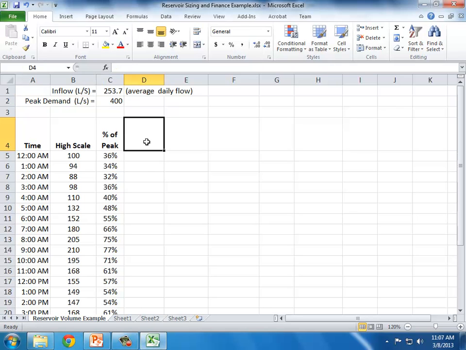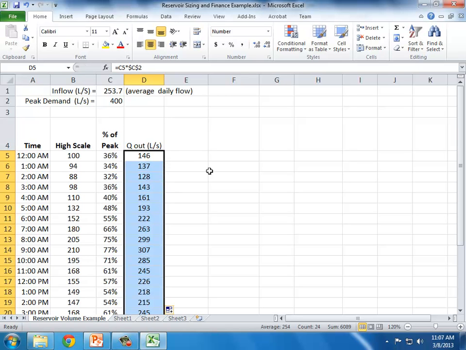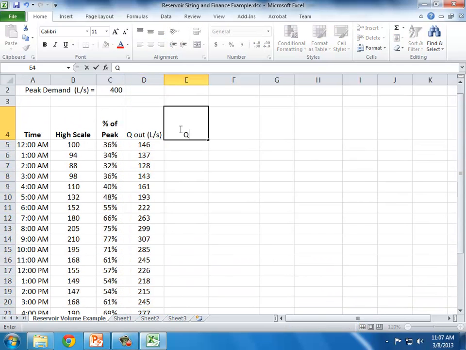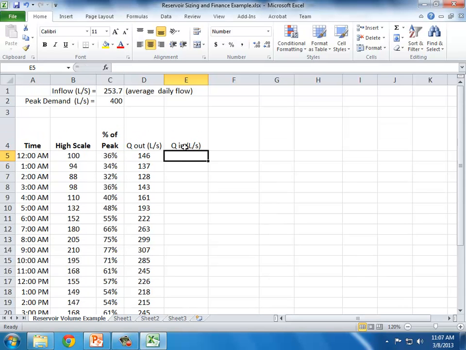And so my first step is to find out the flow rate out of the reservoir. The flow rate out of the reservoir is just going to be this percent of peak multiplied by the peak demand, and it is in liters per second. Okay, so now I know it for each hour of the day. And I can find the flow rate into the reservoir in terms of liters per second. It's constant. It's always just this inflow amount.